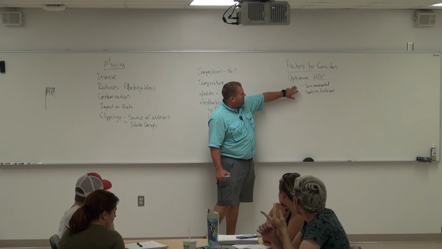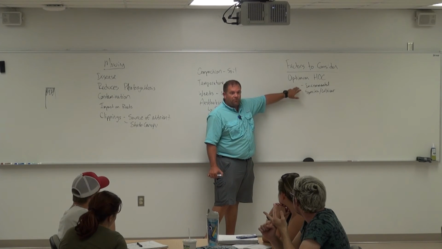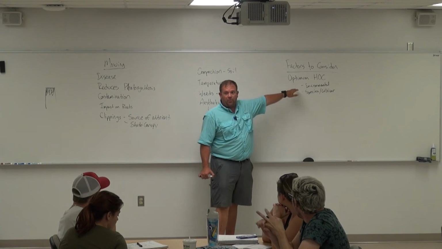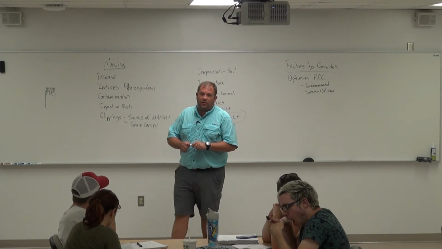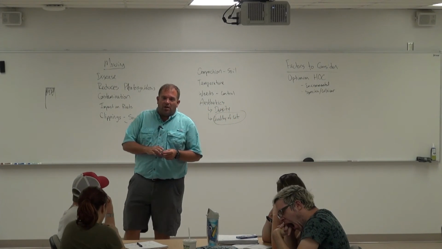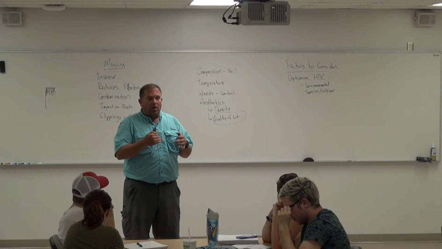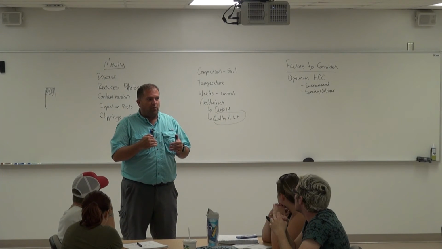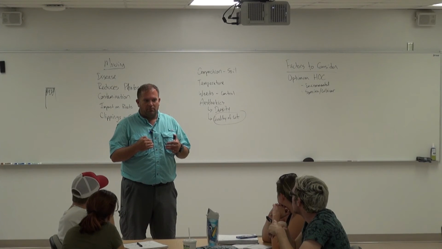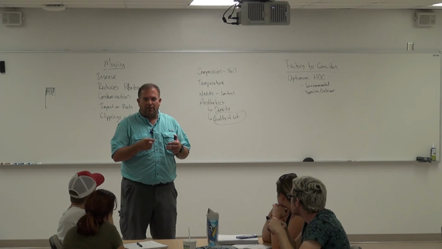Environmental conditions for optimum height of cut: shade or the amount of light that's available can have an impact on that. The season of the year has an impact on it. So if we're going into, right now, a stressful period for warm season grasses, why is it going to be a stressful period for warm season grasses? Temperatures are dropping. What else is happening right now?